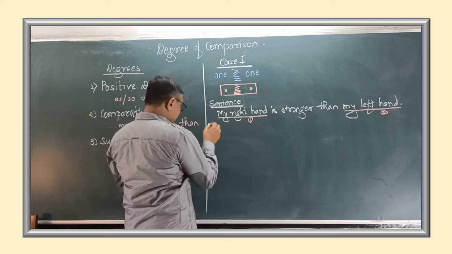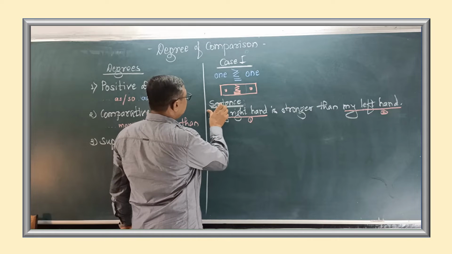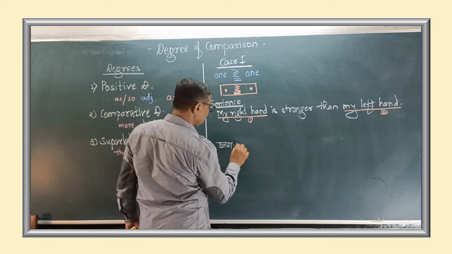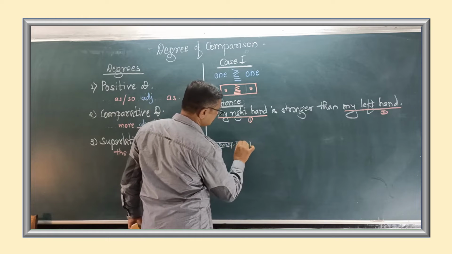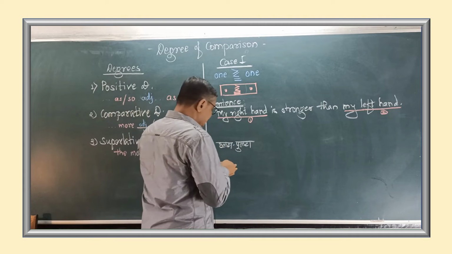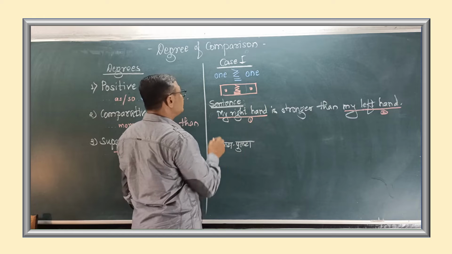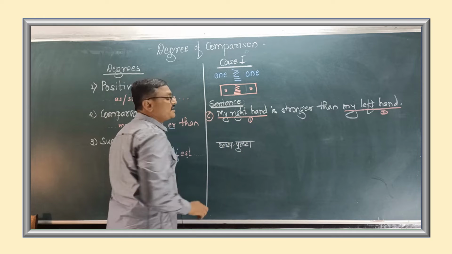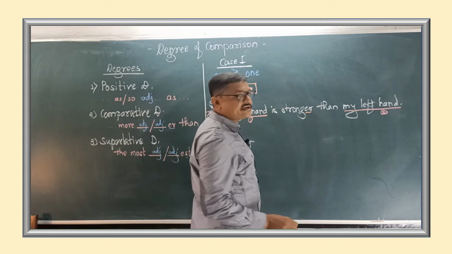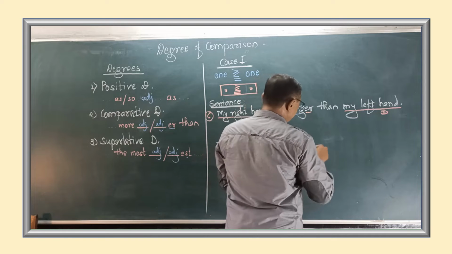For these kinds of sentences, you have to use a rule. I have named it ulta pulta. In our Marathi, ulta pulta, we have to turn it around. First, let me know which is the degree used in the sentence. It is comparative degree. As you see, this suffix er is used with the adjective strong and followed by than.